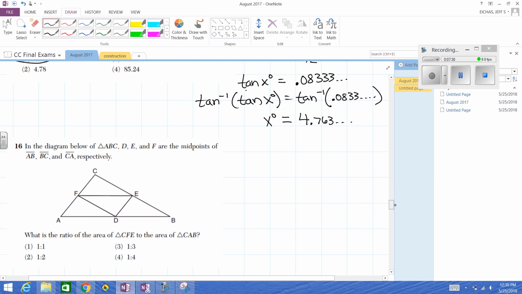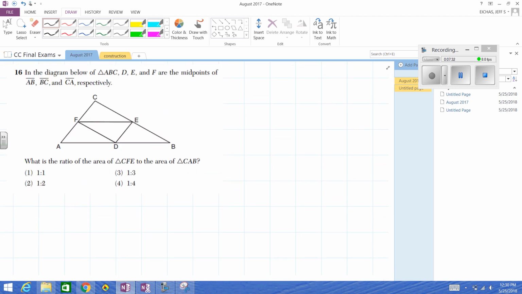Last one we'll do on this video. So midpoints, what this means is these are all the mid segments, these FE. So what I'm going to highlight right now is all the mid segments because mid segments join the midpoints. Okay, so this is our situation right here. What's the ratio of the areas, CFE, to the area of CAB?